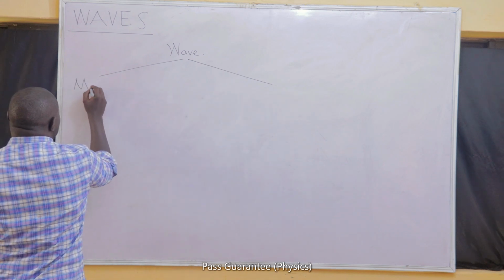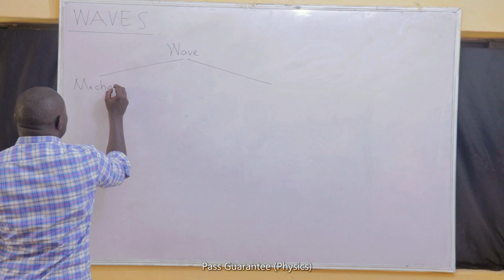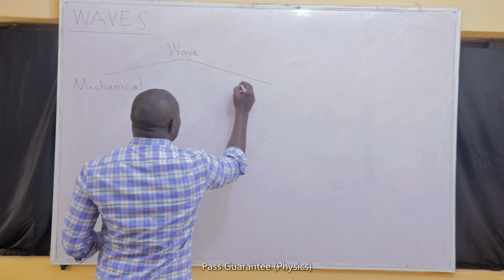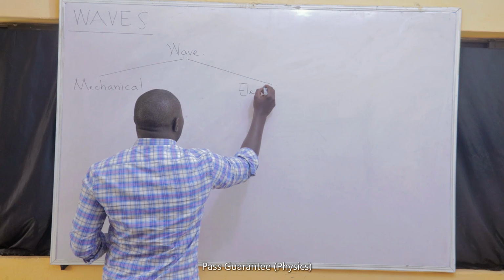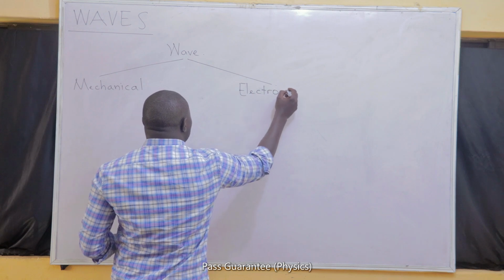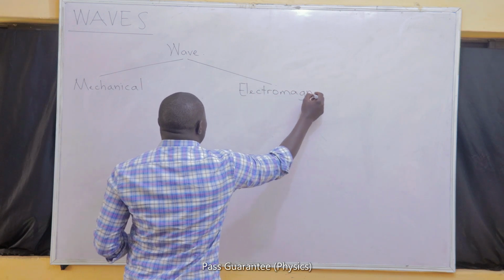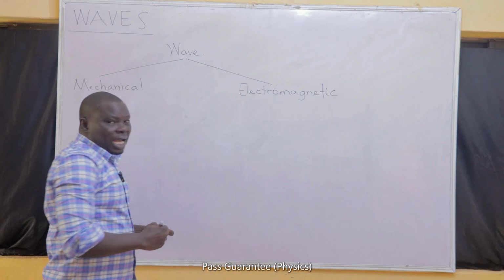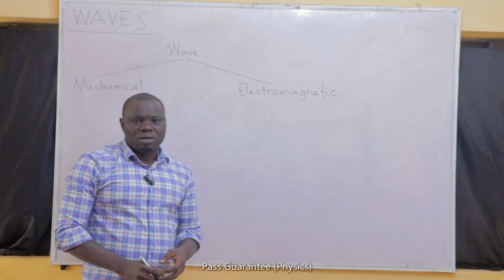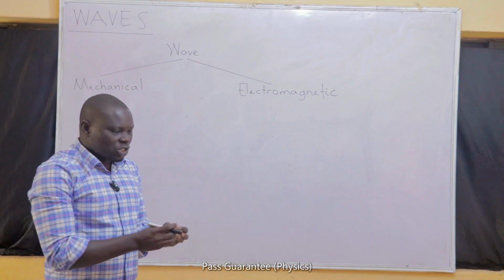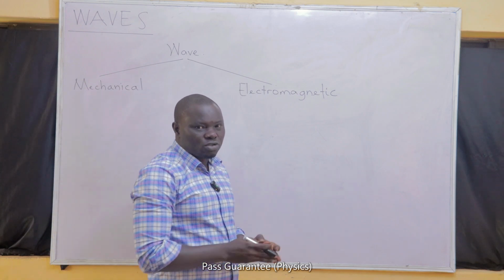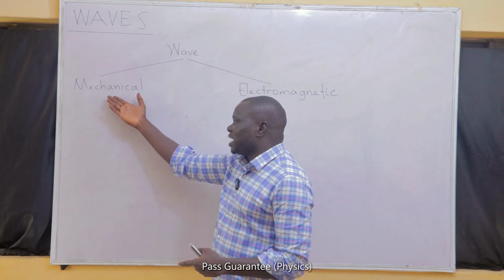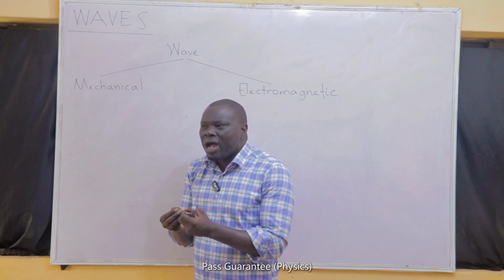Waves that require material medium are called mechanical waves, while waves that do not require material medium are called electromagnetic waves. So one way by which you can classify waves is with regards to their requirement of a material medium. When they need a solid, liquid or gas to travel through, then they are waves that require material medium, and we say they are mechanical waves.